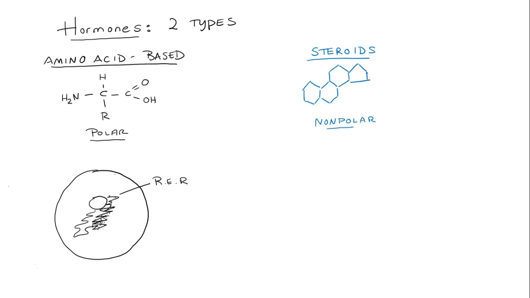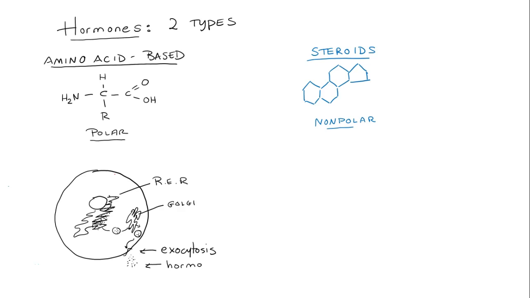This is where protein-type hormones will be made. And so the ribosomes are making the proteins, and then they travel in vesicles to the Golgi bodies. And then the Golgi bodies package the hormone and through exocytosis send the hormone out of the cell.